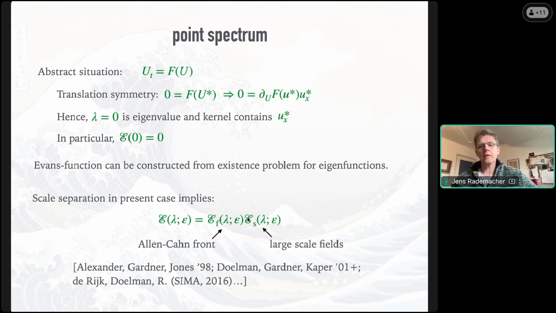And then there's a second factor in this, which comes from the interaction with the large-scale field somehow. And this is going to be the interesting part, which we want to understand, because we next want to understand bifurcations and stability properties of these fronts.